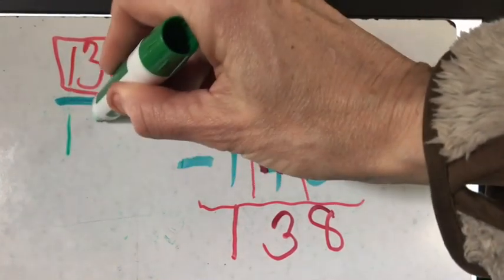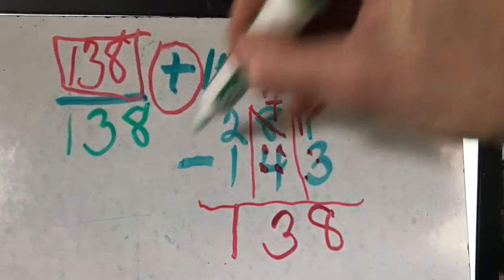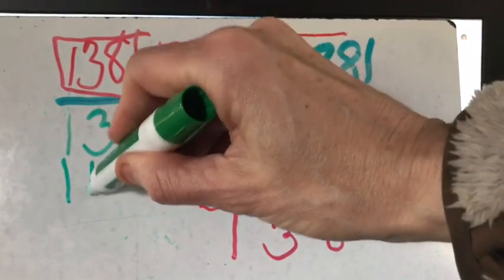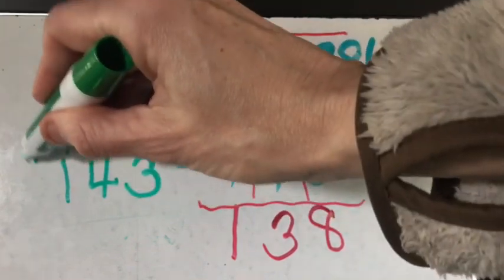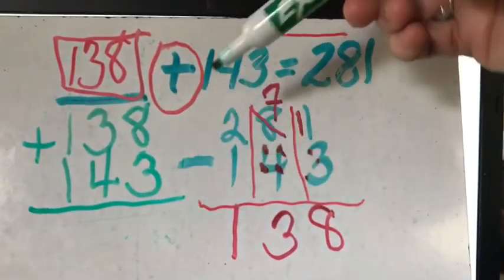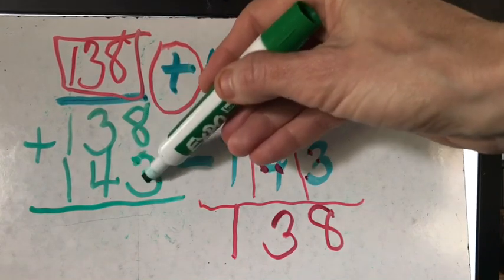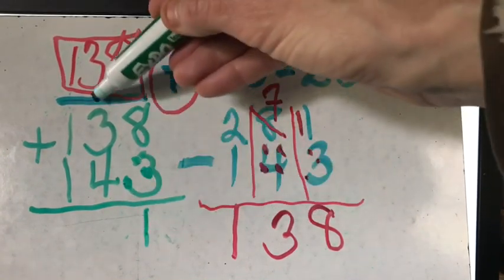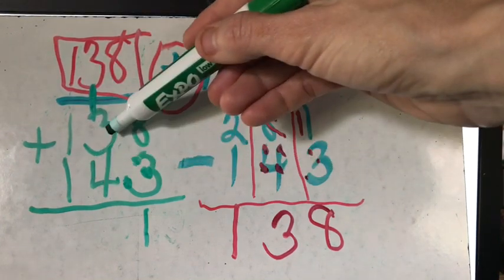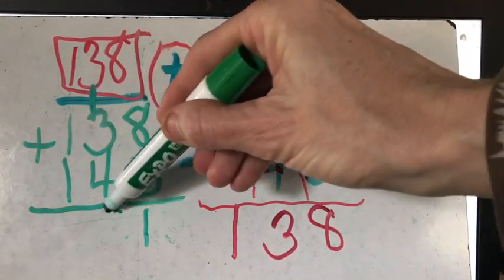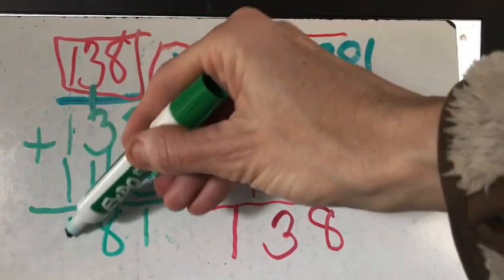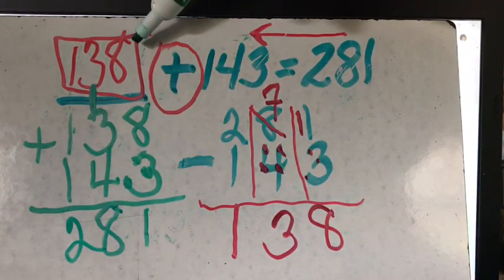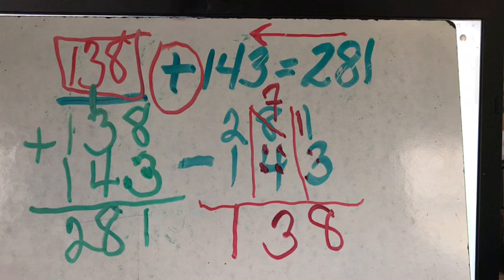So if I take 138 plus, and line up your numbers, 143, I should get 281. Let's see, 8 plus 3, 8, 9, 10, 11. Put my 1 down, carry my 1. 4 plus 3 is 7, plus 1 is 8, and 1 plus 1 is 2. So 138 makes the answer true, or the problem true now, because 138 plus 143 gives me the 281.